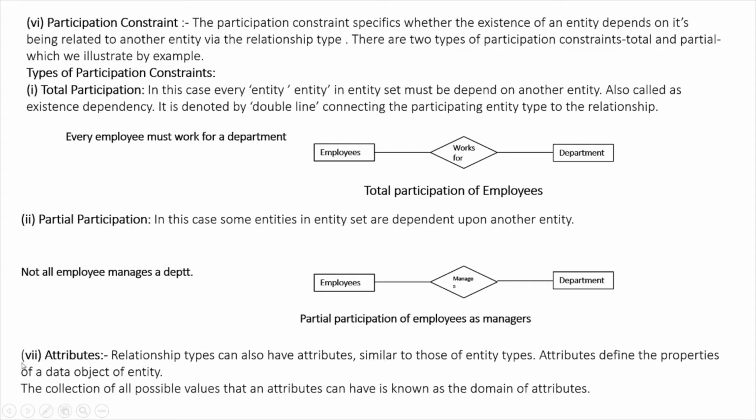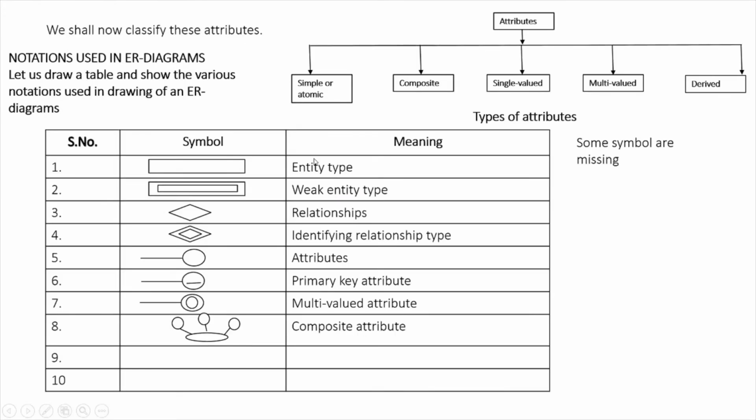Attributes define the properties of a data object or entity. The collection of all possible values that an attribute can have is known as the domain of the attribute. Go to the next presentation. We shall now classify these attributes. Attributes have five types: simple or atomic.